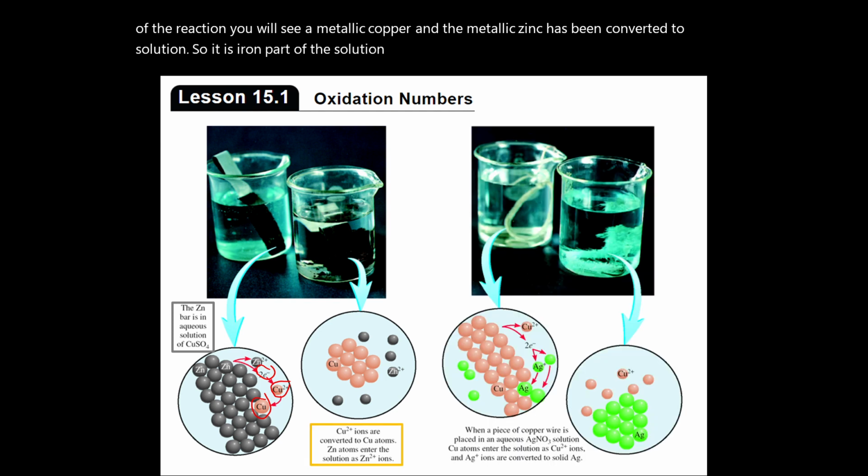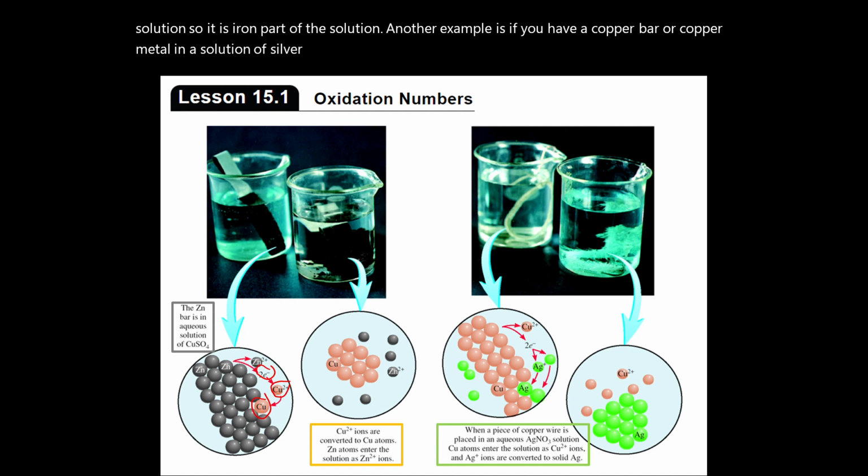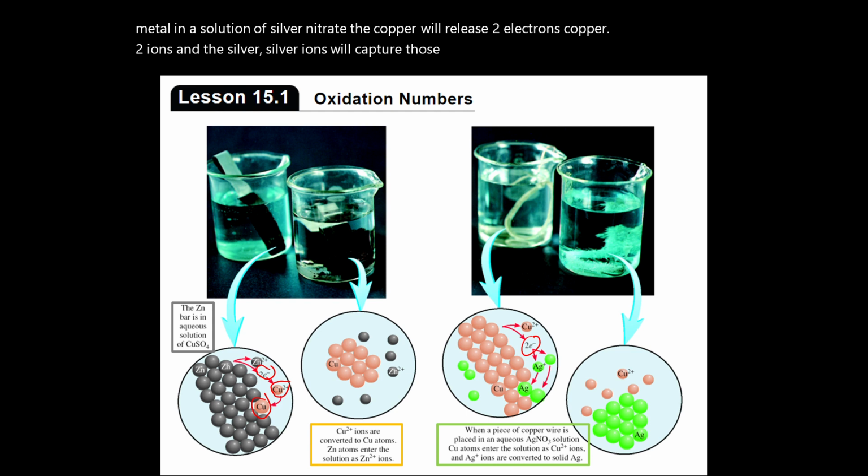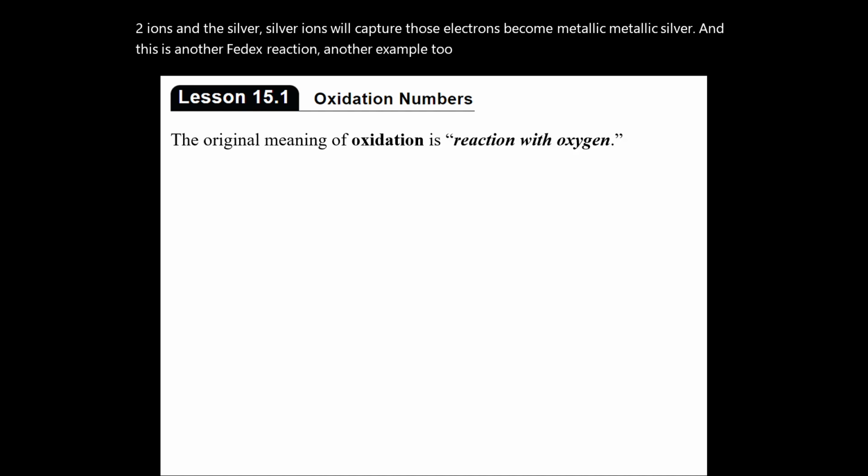Another example is if you have a copper bar or copper metal in a solution of silver nitrate, the copper will release 2 electrons, becoming copper 2+ ions, and silver ions will capture those electrons and become metallic silver. And this is another example of a redox reaction.